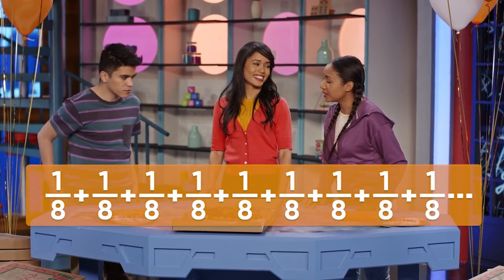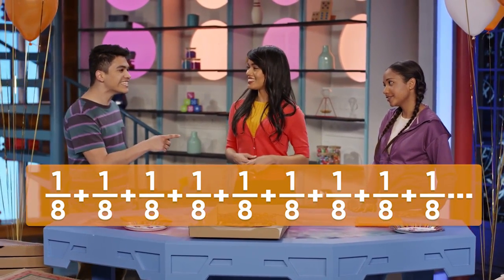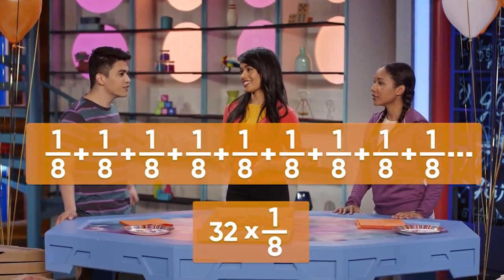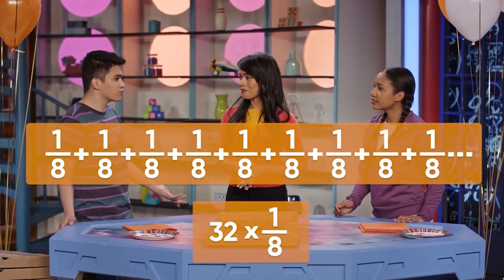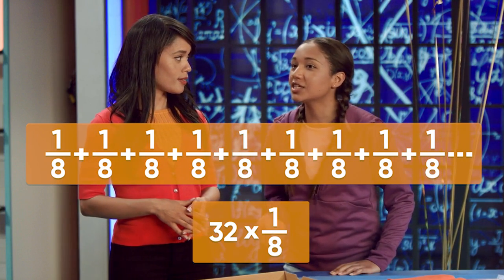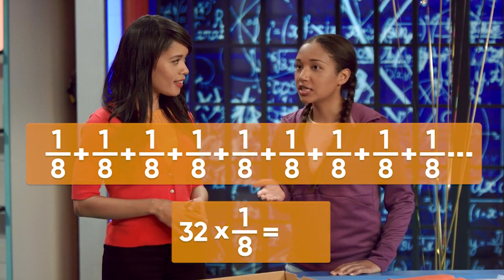I've got places to be. Let's multiply instead. Ah, that's genius. We could just multiply 1/8 by 32. The numerator of the answer would be 32. And the denominator would still be 8 because there are 8 slices in a whole pizza. So 32 times 1/8 equals 32/8.